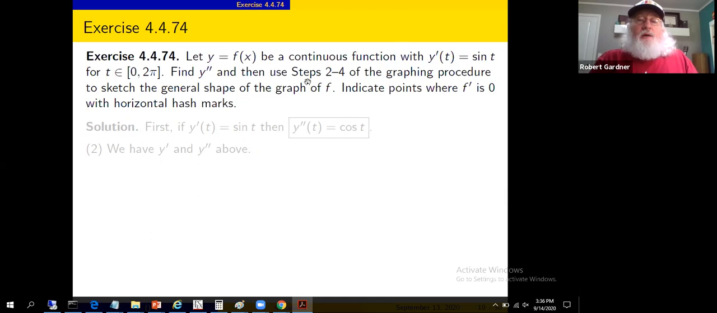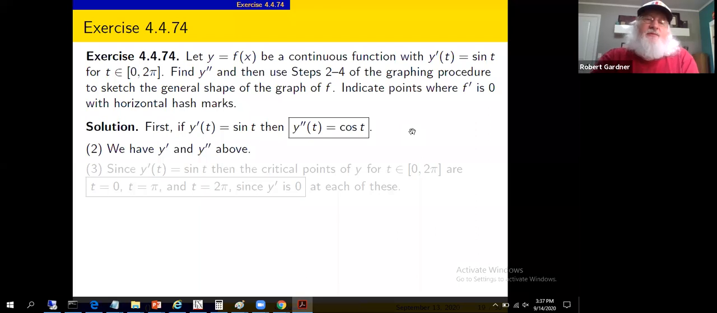Okay, so this is the instructions the book gave us, so we're pushing first derivative information in this one. Step 5 was the concavity stuff. They want the second derivative, so fine. And the graphing procedure to sketch the general shape of the graph of f. General shape. Yeah, you don't know what the function is, so I can't really plot any particular points. Indicate where the derivative is 0 with the horizontal hash marks. And I put X's if they had us look at concavity, but they haven't with what they asked. First 4 steps don't address concavity.